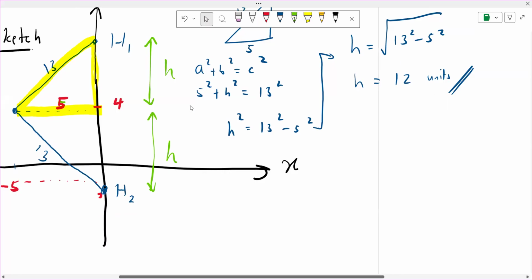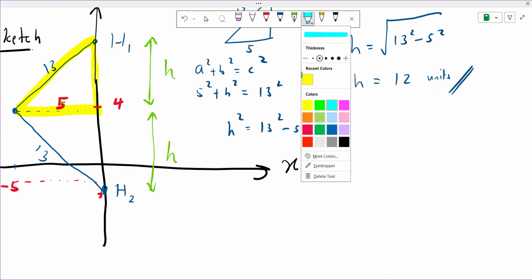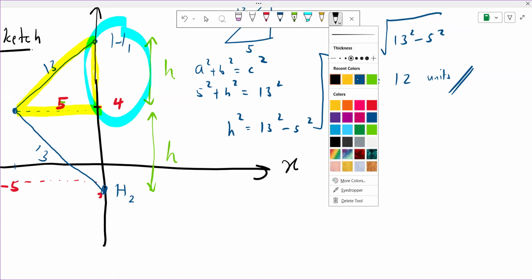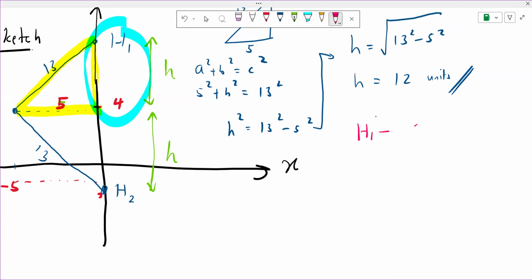Always remember that the gap between 4 and h1 is 12. If you look at this portion of the problem, 4 and h1, basically it's going to be h1 minus 4. So h1 minus 4 is equal to 12, so h1 will be equal to 12 plus 4, which is 16. That's a positive 16.